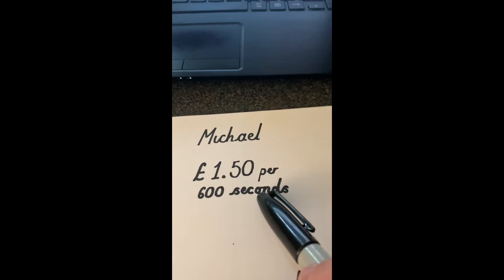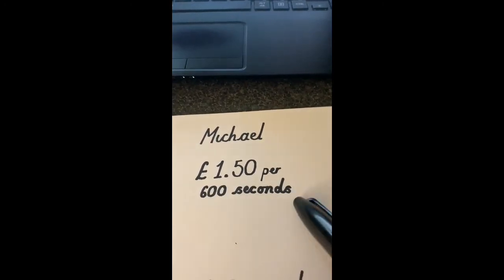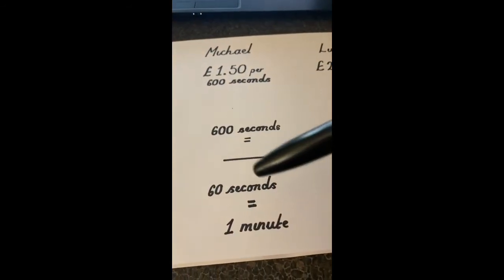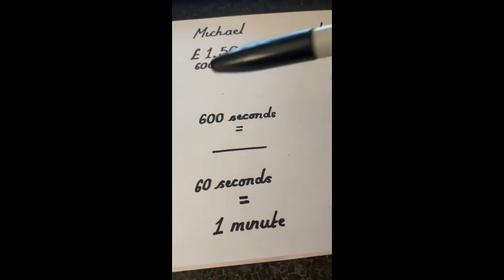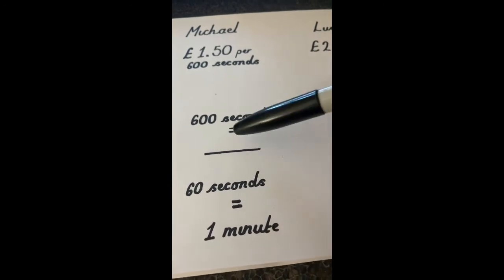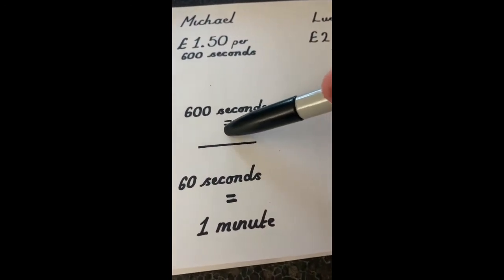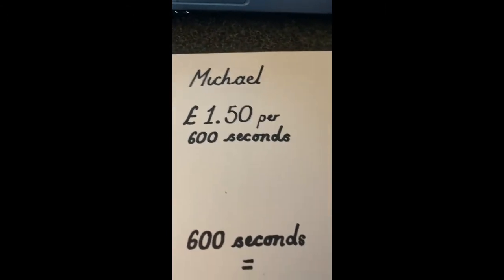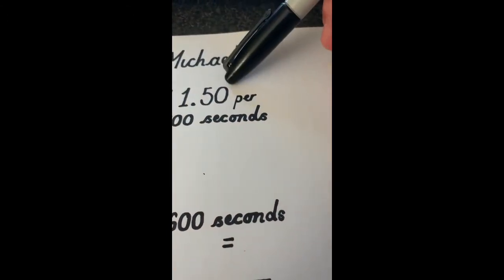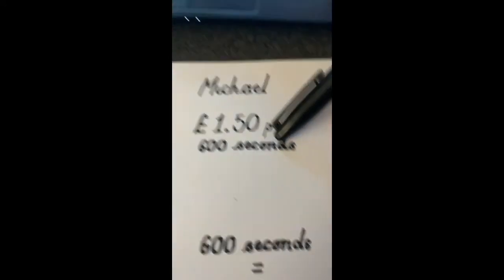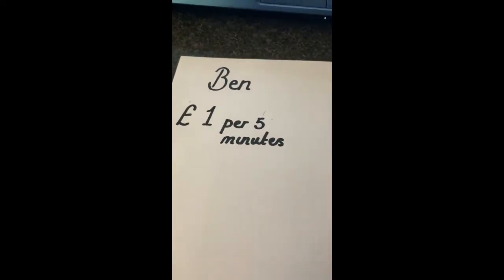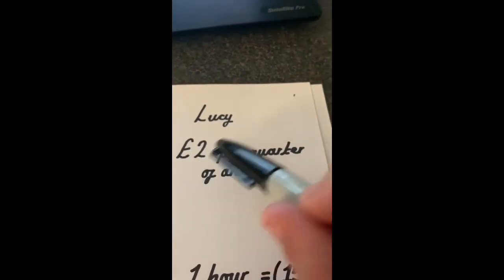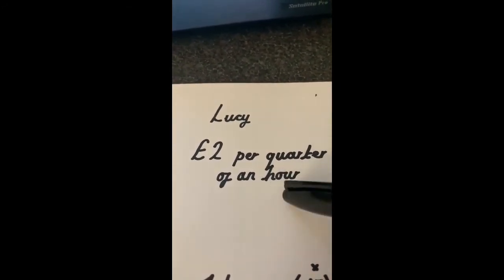So as I said, we're converting to minutes, so we've got to change this 600 seconds into minutes. Now we know that 60 seconds is equal to 1 minute. 600 is 10 lots of that. So this is going to be 10 minutes. 600 seconds is equal to 10 minutes. So what this is actually saying is Michael is raising £1.50 per 10 minutes, as opposed to Ben's £1 in 5 minutes. And last but not least, we've got Lucy, who raises £2 every quarter of an hour.